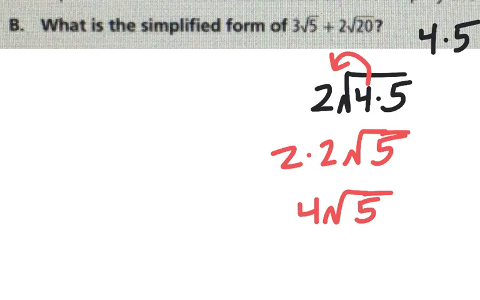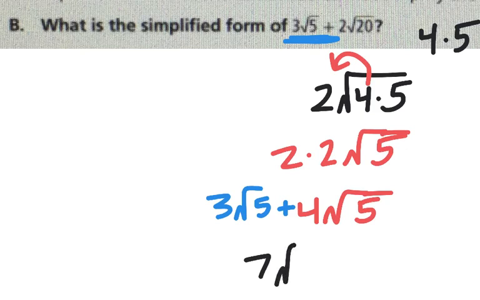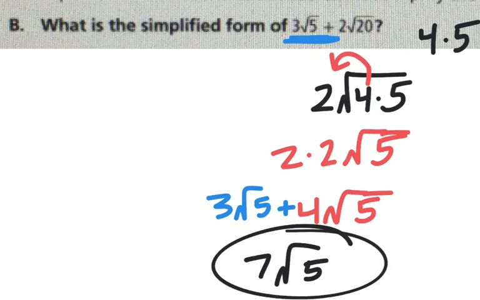Now, the 3 radical 5 is left over, so I can bring it down. So now I have 3 radical 5s plus 4 radical 5s. That's going to combine to give me 7 radical 5s.